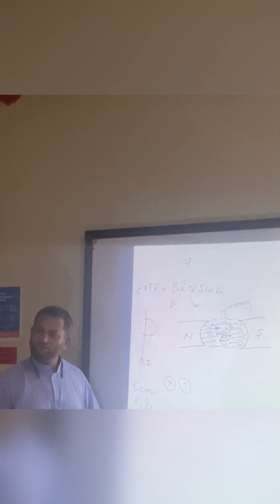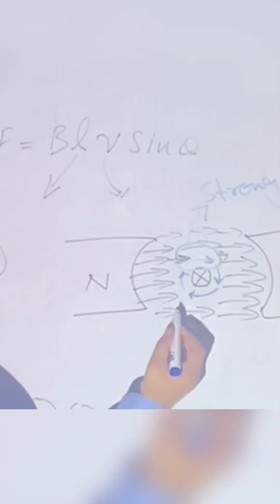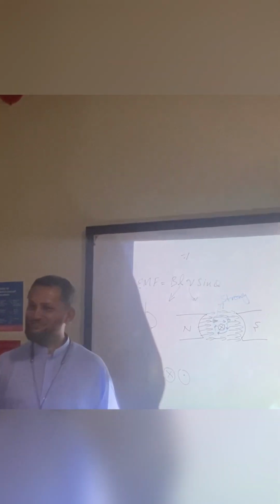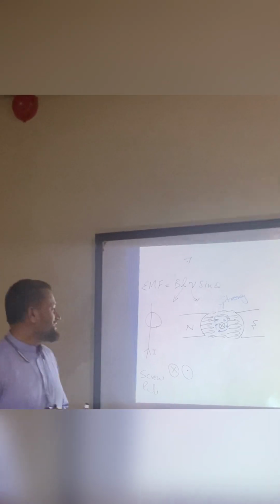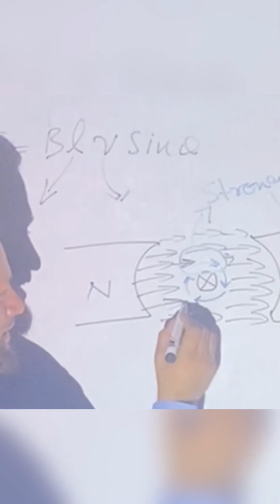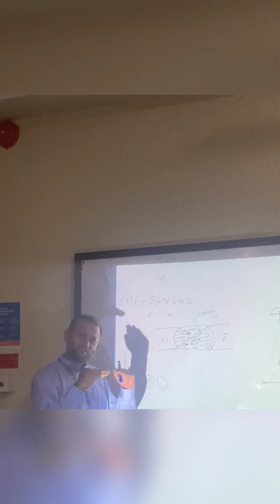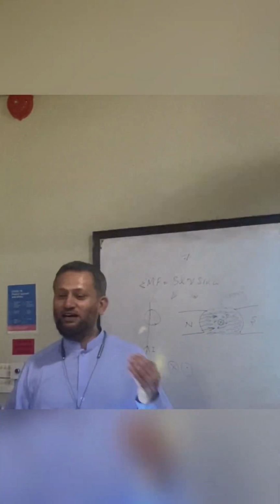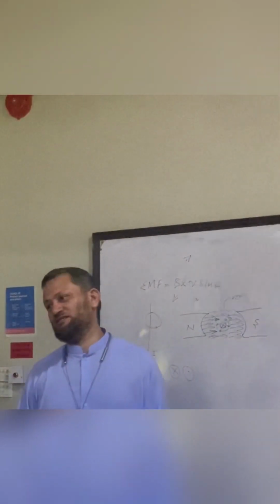Understand my point? And what is happening over here? The same phenomenon but in the opposite direction. Look over here. The main flux is going from right to left, and the flux around the conductor is going from left to right. So they are opposing each other, and they are weakening each other.